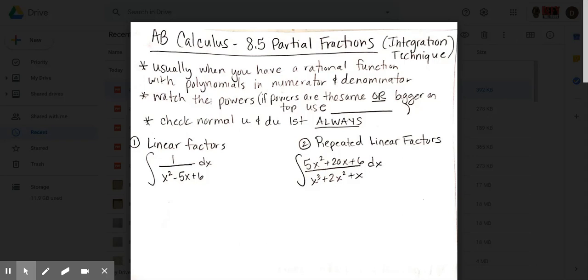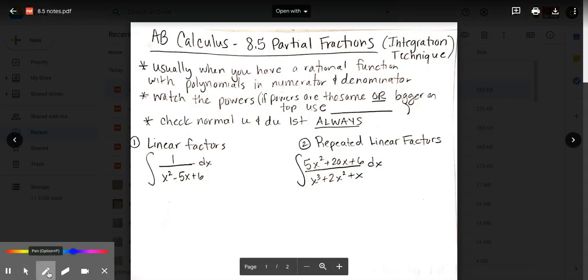If the powers are the same or the power's bigger on top, what do you have to use? Right, long division.